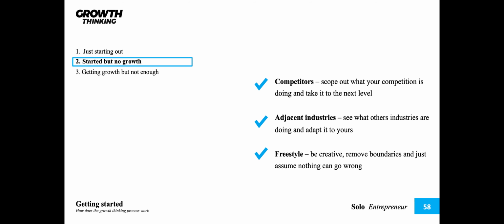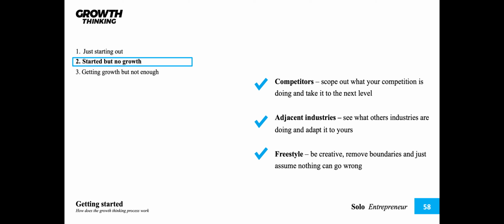Now we've started, but we're not getting the growth we need. Okay, so we need to step back. We look at our competitors and scope out what your competitor is doing and what you can take to the next level. So whatever your competitor is doing really well, think, what do I do to take it to the next level to gain growth? Remember, you can't copy and paste everything here. That's not what I'm suggesting. But what I'm suggesting is learning what they're doing and how to do it better.